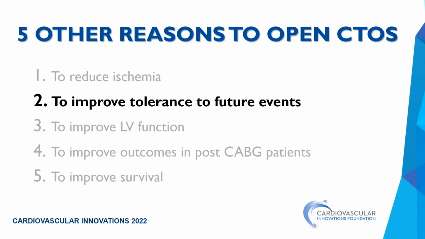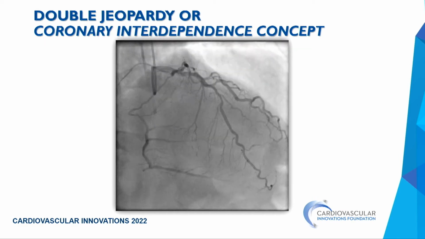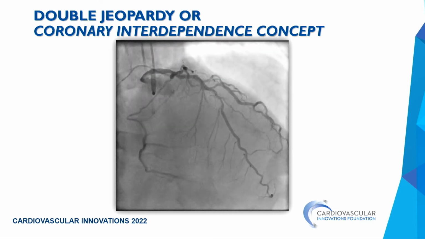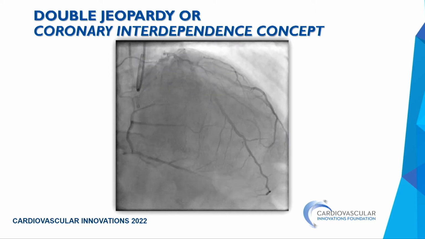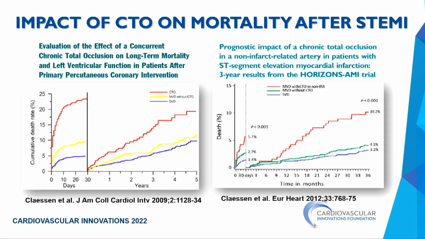So to improve tolerance to future events, you know that interdependence concept or double jeopardy. If you have 3 coronaries and one is dependent on the other, if you block this one, that's going to be a problem. So we know that these patients, when they have a CTO and they present with an AMI, they have a much higher mortality. That's been replicated in many studies.